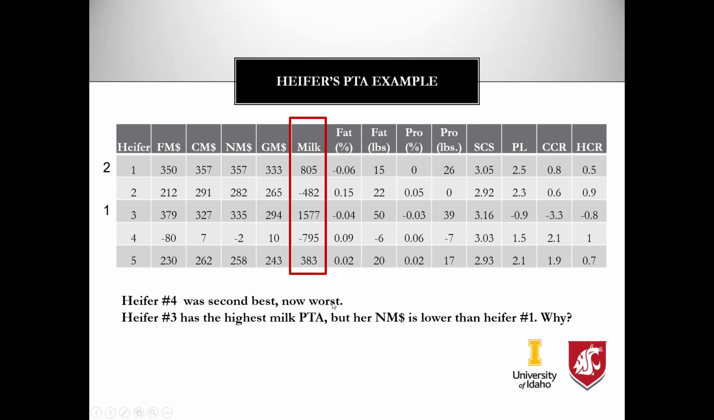The answer to that is, remember when we talked about the selection indexes, they combine several traits together. Net merit dollars is combining many traits together, one of which is milk. But milk has a low ranking as far as the profitability or the relative weight that is given in net merit dollars. So even though this animal has a very high milk yield, she does a little bit worse in the net merit dollars than number 2, and that is because her reproductive performance is predicted to be worse than heifer number 1.